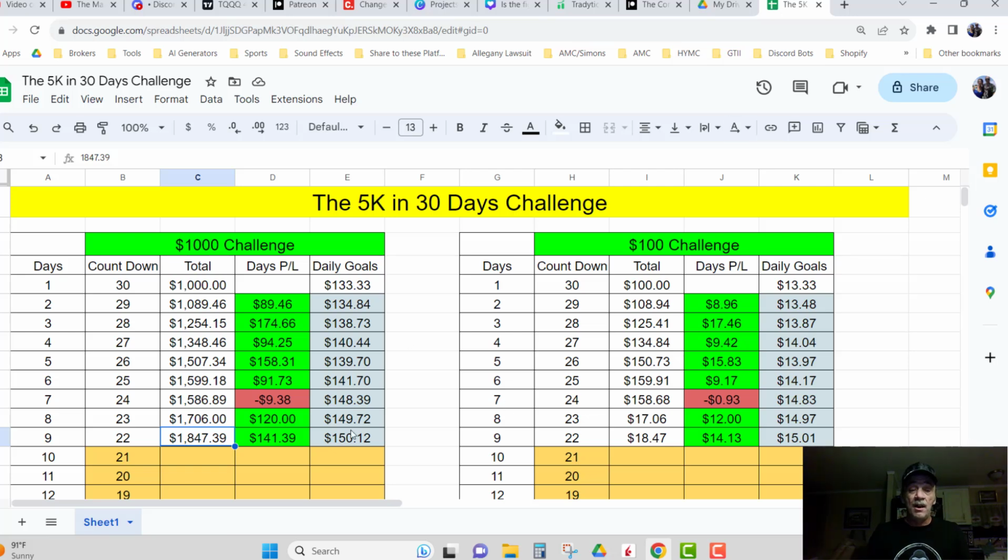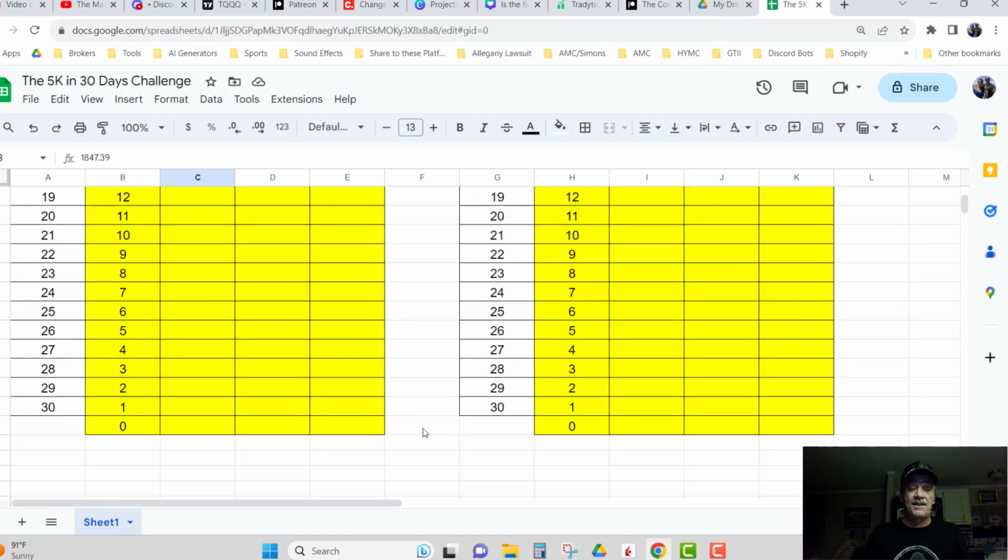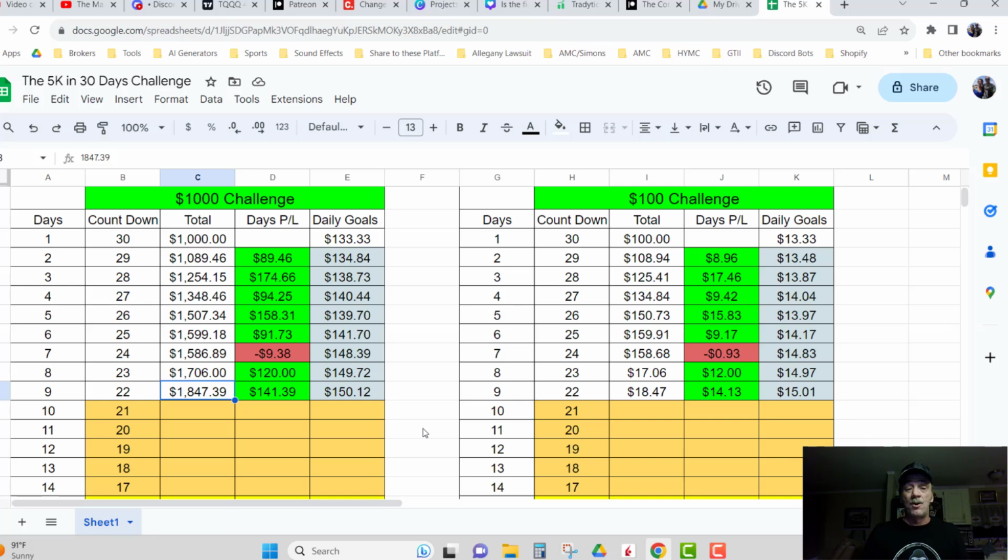Now we needed $149.72 to meet our goal to reach 5K in 30 days, down here at the bottom. But I'm not worrying about that. This was a home run for us today, $141. It added to where now we're at 84.7% in 2 weeks, 9 trading days.